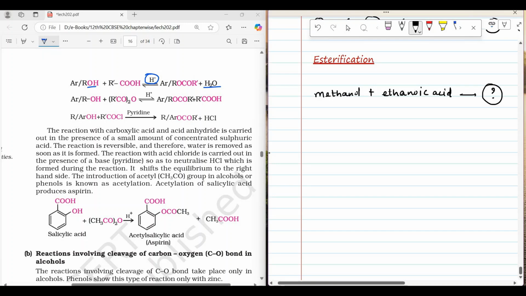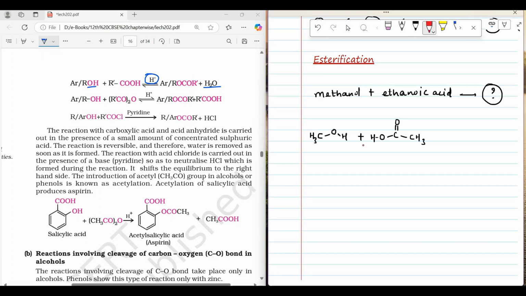So first of all, draw the structure of methanol. Methanol is CH3OH. Now draw the structure of ethanoic acid. Ethanoic acid is CH3C double bond OOH. This is carboxylic functional group. And in ethanoic acid there are two carbons. So one carbon is the carbonyl carbon and the second carbon will be CH3.